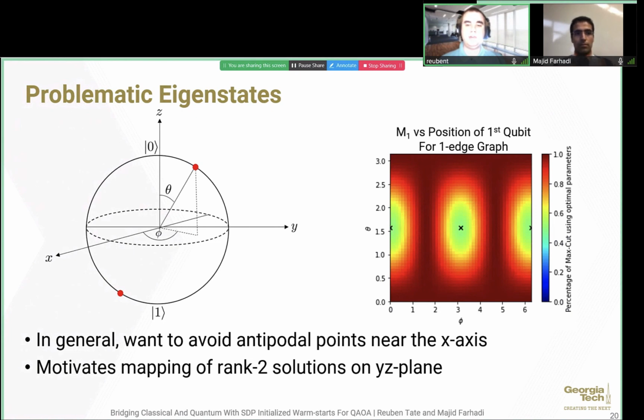However, these dark red regions are desirable. The vertical red bands correspond to points that lie along the YZ plane of the Bloch sphere, which motivates our mapping of rank 2 solutions. In general, we want to avoid antipodal points that lie near the x-axis.